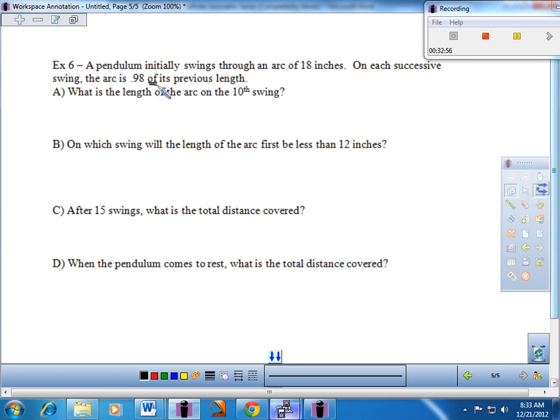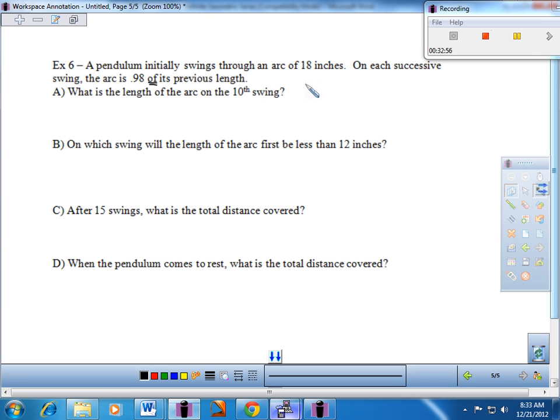Letter A. What is the length of the arc on the 10th swing? So one of the things you're going to have to do as you look at these problems is really interpret what the question is asking. Is it a sequence? Is it a series? Is it arithmetic? Is it geometric? Is it finite? Is it infinite? Those are definitely the things you're going to have to answer. In this case, it says, what is the length of the arc on just the 10th swing?